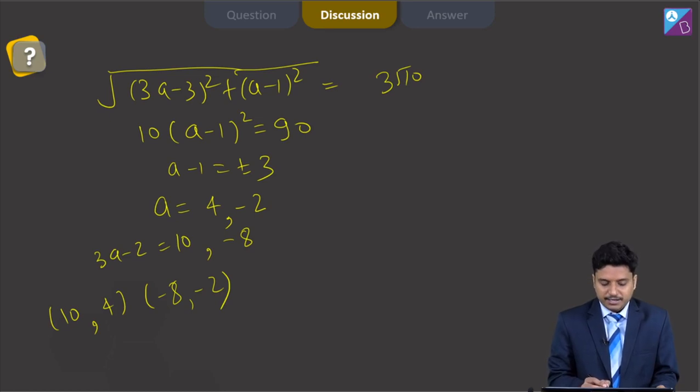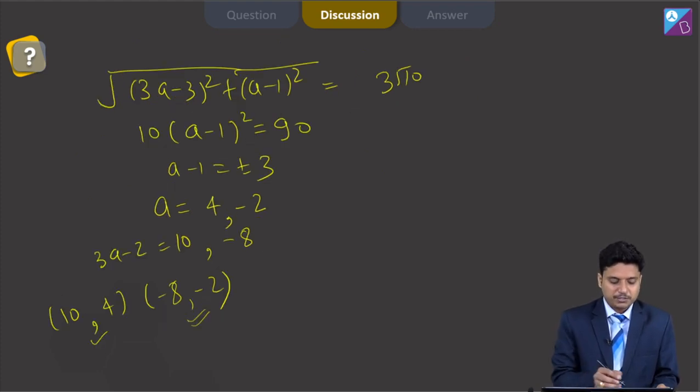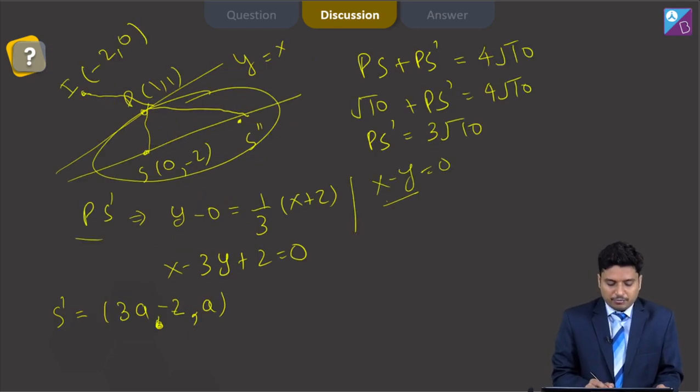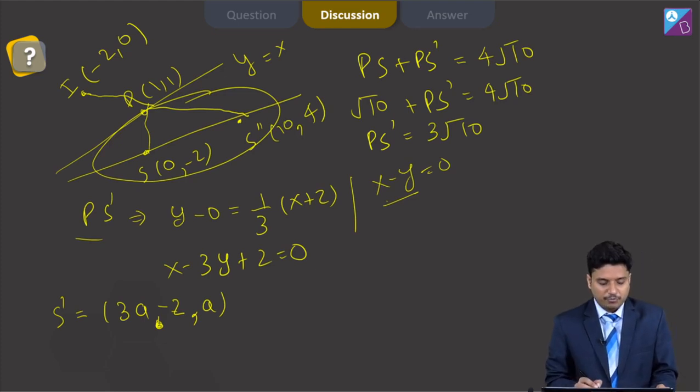That means it is not possible to have an ellipse which has foci as (minus 8, minus 2) and (0, minus 2) and having one of the tangents as y is equal to x, because there will be no tangent in between the foci. So the only possible situation is (10, 4). So now you are aware of S dash, which is equal to (10, 4). S dash is (10, 4).